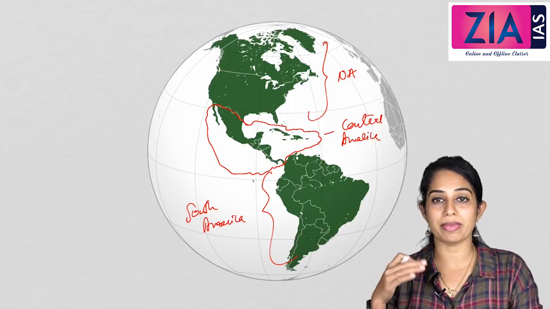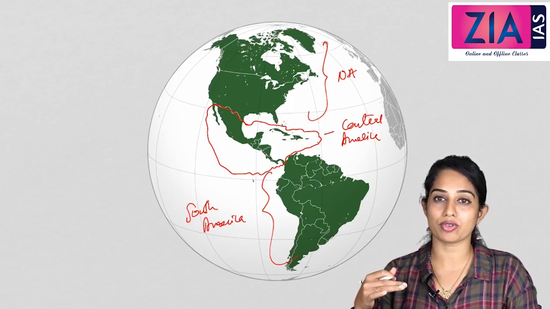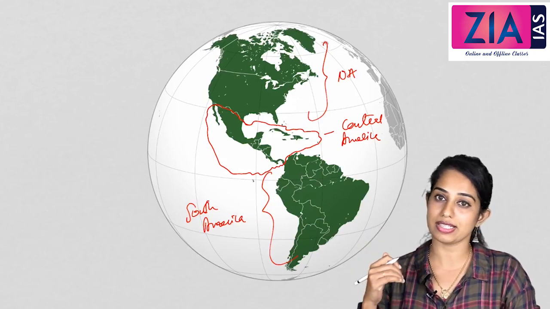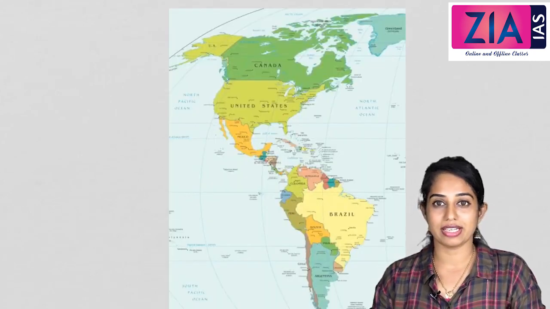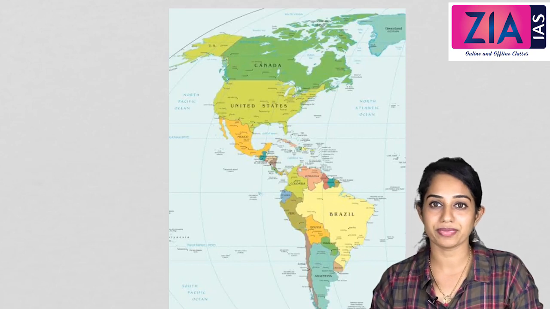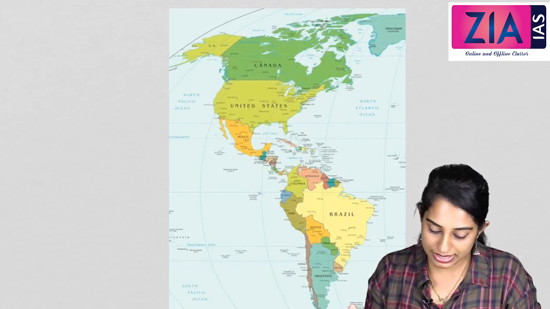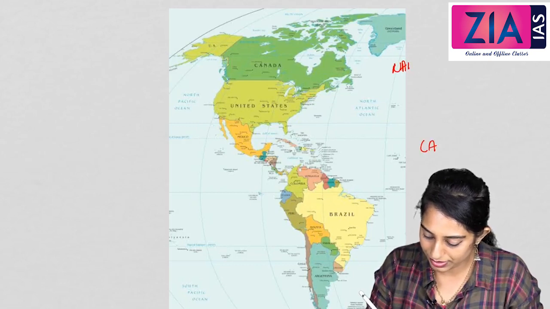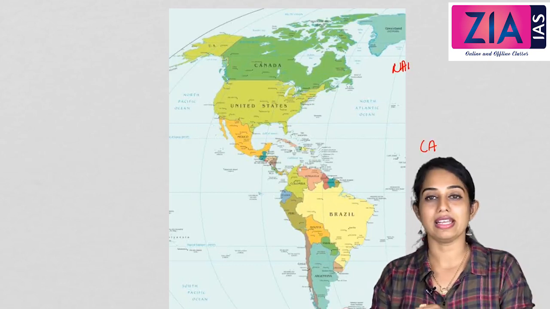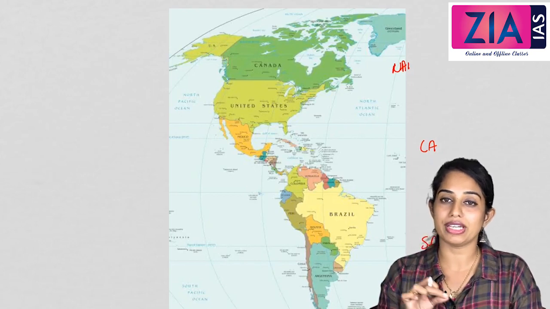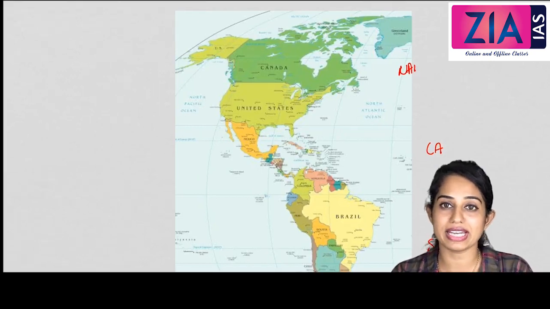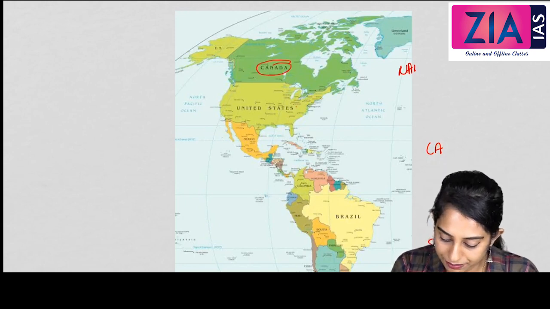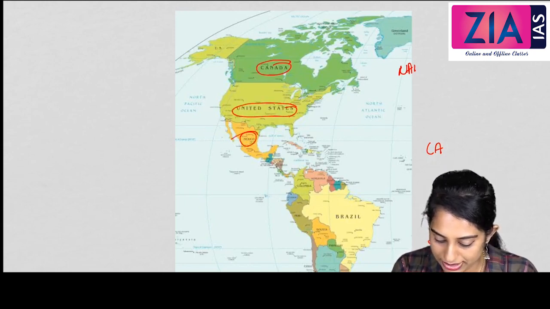So we are talking about the American subcontinent now. The American subcontinent is divided into three different parts, that is North America, Central America and South America. Now let us understand the political map of the American subcontinent. We can see from here, this is North America, this is Central America, this is South America. We can see three different political divisions or states in the North American continent. Okay, we have Canada, we have the United States and we have Mexico.